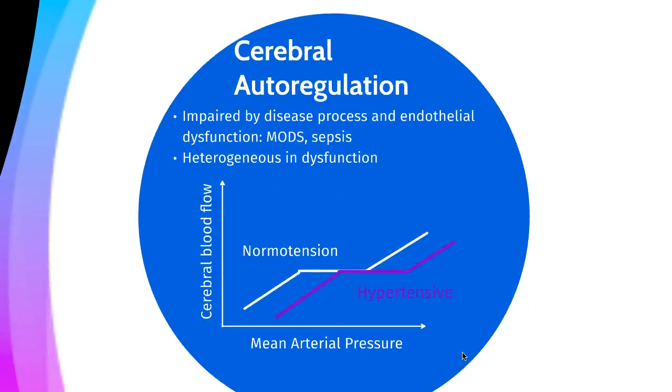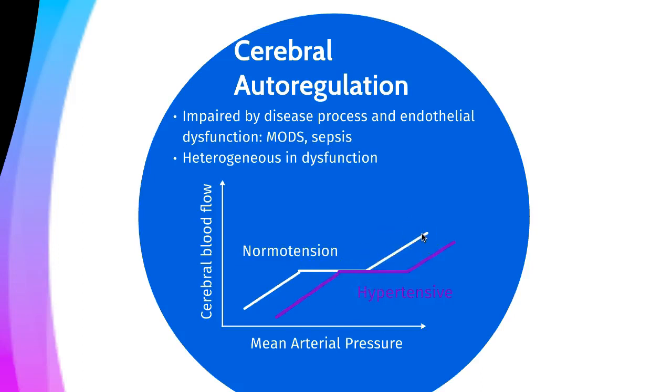This cerebral autoregulation is impaired by disease processes and endothelial dysfunctions such as multi-organ dysfunction as well as sepsis, and it can be heterogeneous in dysfunction. So you can have areas of the brain that are still intact and then areas in the brain that are not intact. But as you can see here, you have cerebral blood flow that increases. It will plateau when it's happy between that normal physiologic range of 50 to 160. And as you get greater than 160, you can see again your blood flow is going to increase.